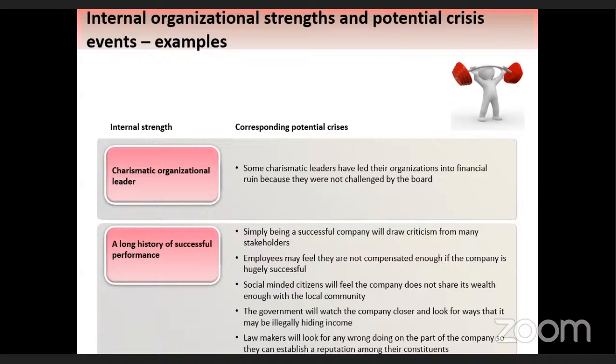Simply being a successful company will draw criticism from many stakeholders. Employees may feel they are not compensated enough if the company is hugely successful. Socially minded citizens will feel the company does not share its wealth enough with the local community. The government will watch the company more closely and look for ways that it may be illegally hiding income. Lawmakers will look for wrongdoing on the part of the company so they can establish a reputation among their constituents.